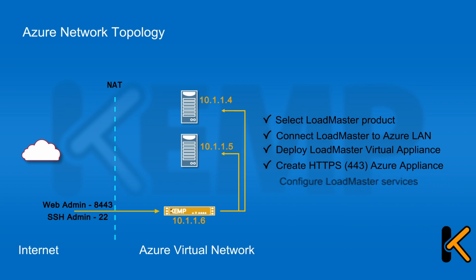We will then configure the Loadmaster to load balance traffic arriving at the public IP address between the IIS servers via the Azure private LAN. The Loadmaster will offload the TLS traffic by decrypting and encrypting communications between external clients and the IIS servers.